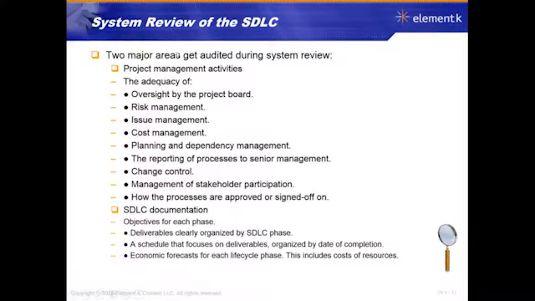So when we are doing a system review of the SDLC, when we're auditing, there are two major things, and there's a very nice checklist we can take a look at here. Two major areas that get audited during the review: the project management activities. So if I'm going to be auditing, if I'm going to do the system review, I'll look at what was the adequacy of the oversight, what was the risk management, the issue management, the cost management, the planning and dependency management, the reporting of the processes to senior management, the change control, the management of the stakeholders and their participation, how processes were signed off.